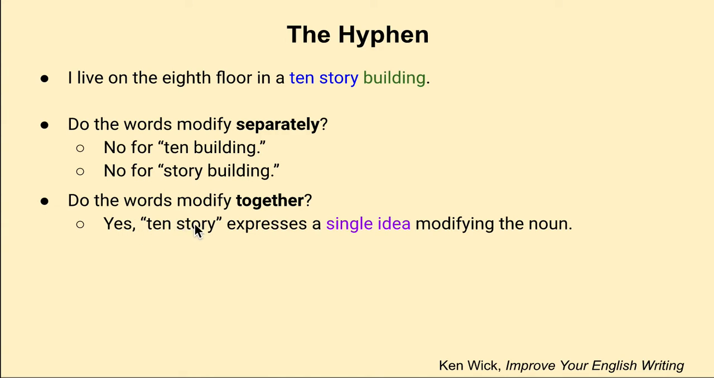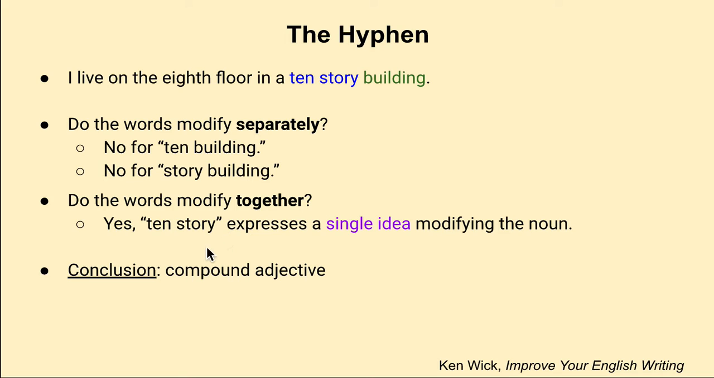Now we test the words together. Is it a 10-story building? Does 10-story work? Yes, because it expresses a single idea and modifies the noun. So basically, when you join the words 10-story together, they modify building. 10-story expresses a single idea, which is modifying building. So since they're not modifying it separately, but they modify it together, we have a compound adjective.